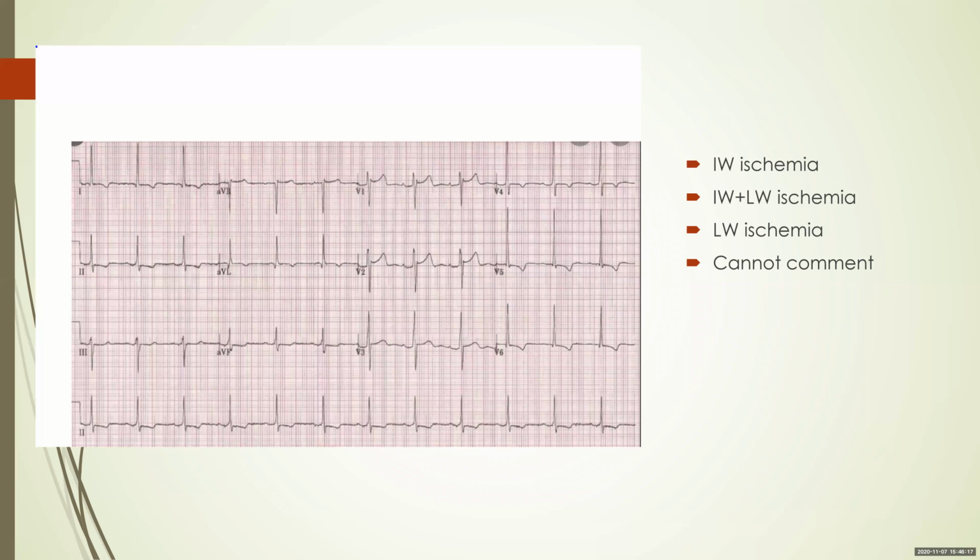So last, we go for localization. Have a look at this ECG. You can see T inversions in V4 to V6, in aVL, and in the inferior leads. Now, is this inferior wall ischemia, inferior plus lateral wall ischemia, or can you not comment? If required, you can pause the video or you can go ahead. This is a frequently seen referral to a cardiology center where the diagnosis is an infralateral ischemia. The correct answer is you cannot comment.